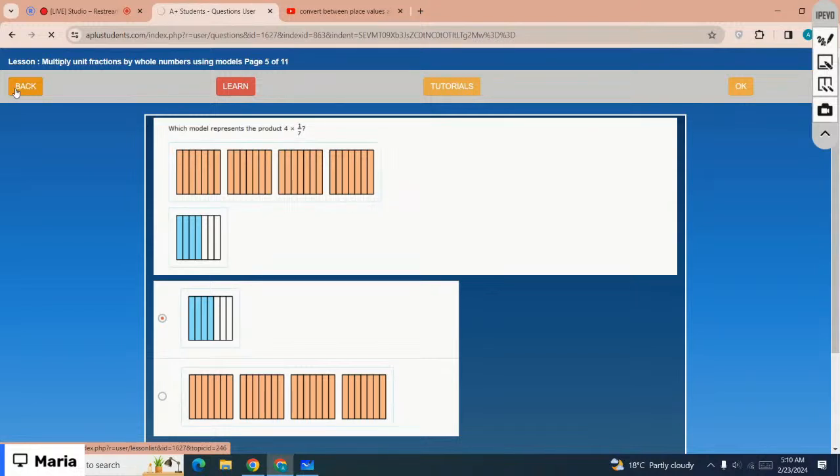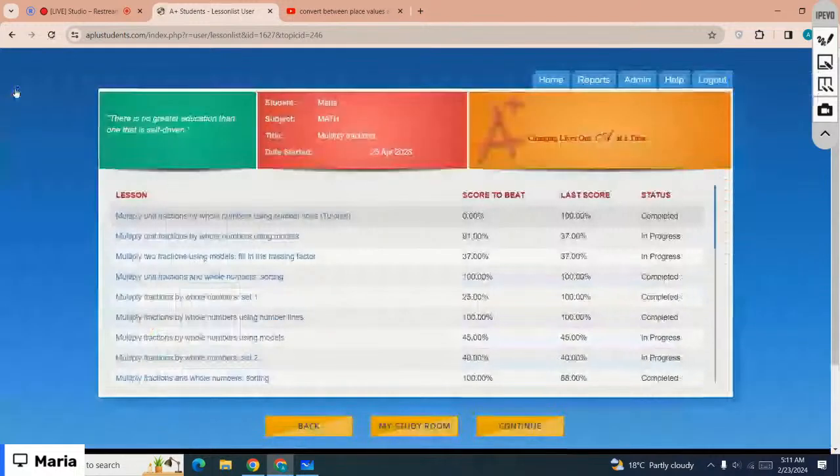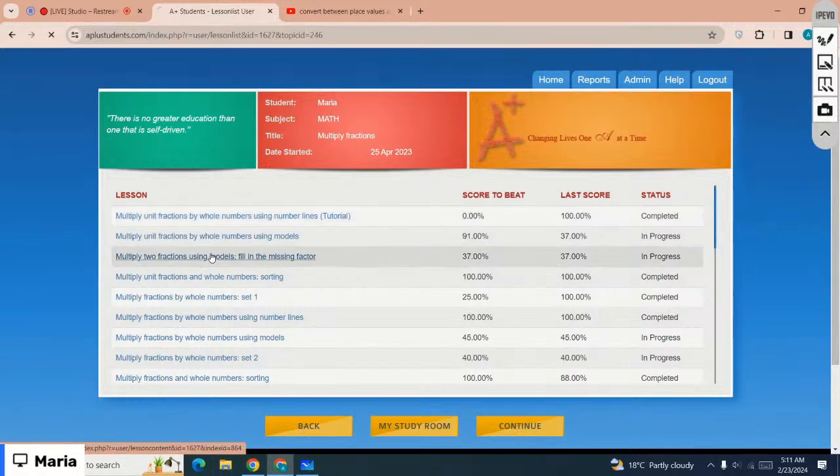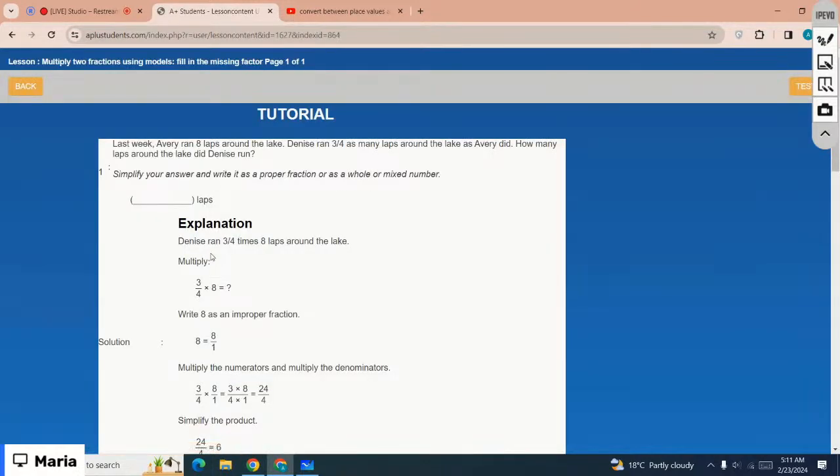And the next lesson is multiply two fractions using models. Fill in the missing factor. So you're given the models, you have to see which factor is missing. Let's just start with the test questions, right?